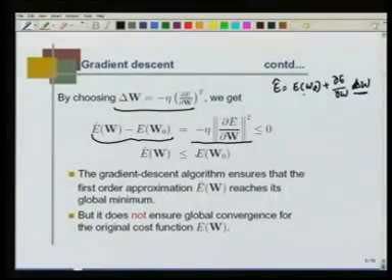Okay. But if this is not true, I can't say EW is less than or equal to EW naught. This is E hat W, and E hat W is a first order Taylor series approximation of the cost function. So, the gradient descent algorithm ensures that the first order approximation E hat W reaches its global minimum, but it does not ensure global convergence for the original cost function EW.